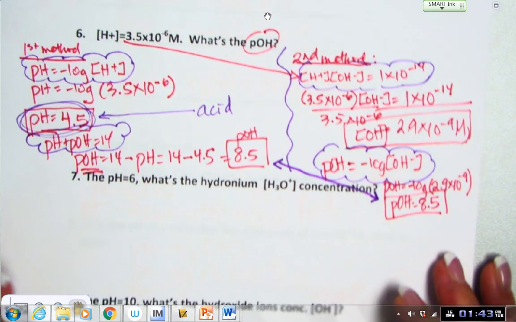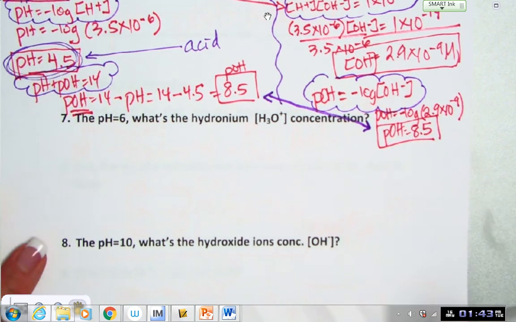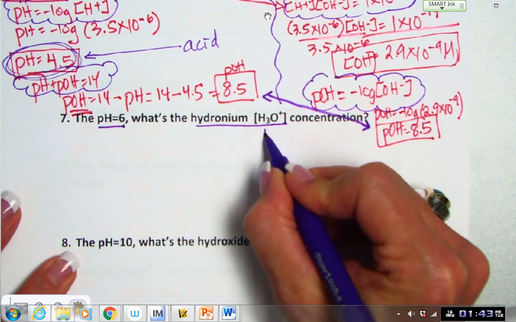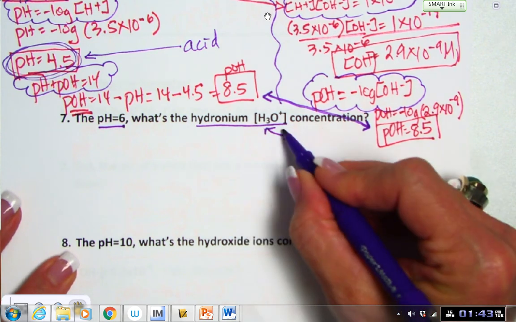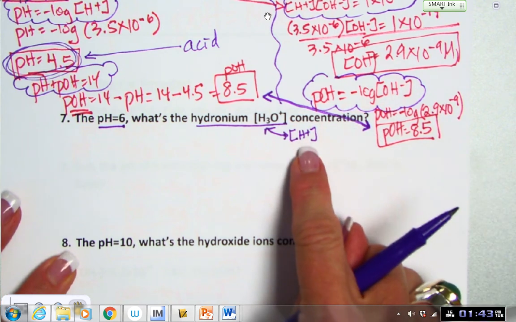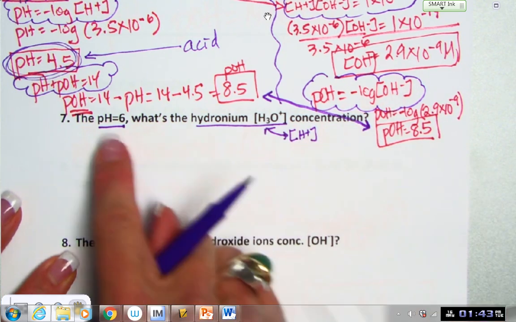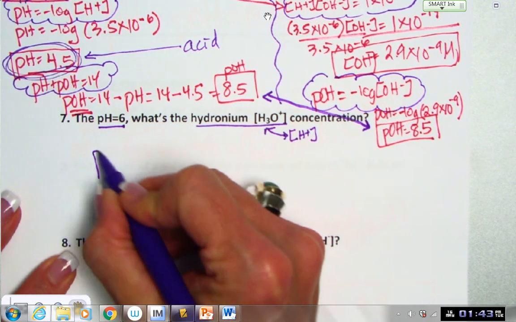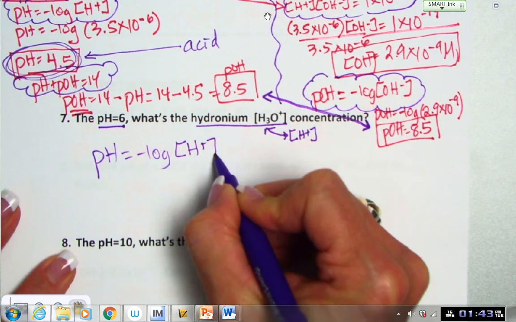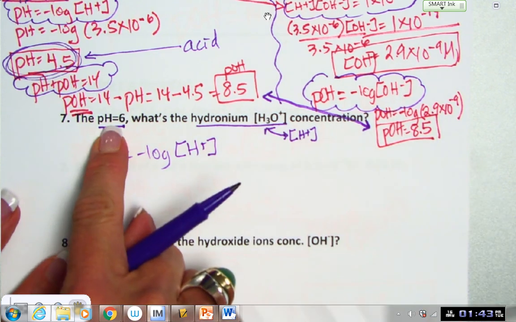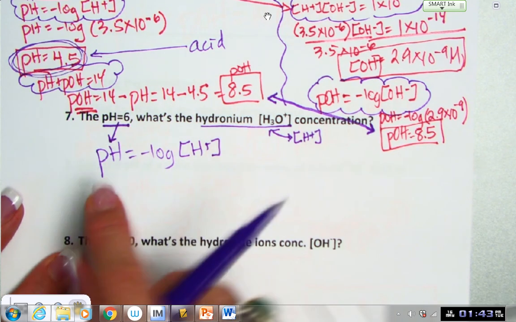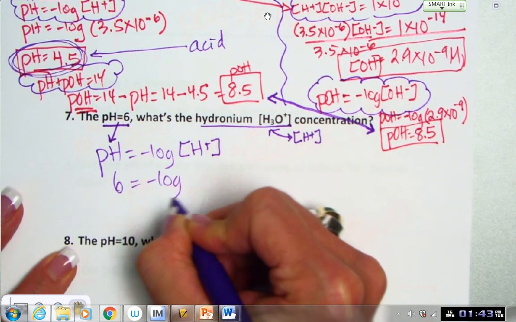All right, let's look at number 7. Number 7 says the pH is 6. What's the hydronium ion concentration? Well, remember, class, hydronium ion is the same thing as the hydrogen ion. So they're just asking us to find the H plus concentration. So we have a formula that has both of these symbols in it. pH equals negative log of hydrogen. So we're going to plug in for what we were given. So here we're given the pH. So be careful, y'all. Make sure you plug it into the right place. The pH is 6 equals negative log of H plus.